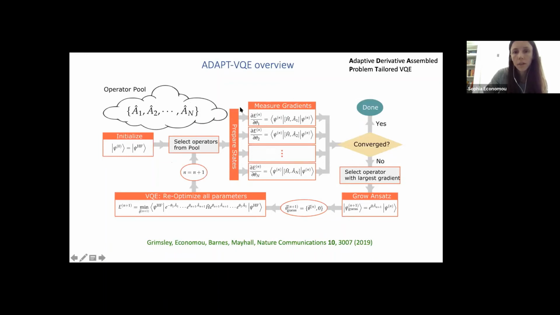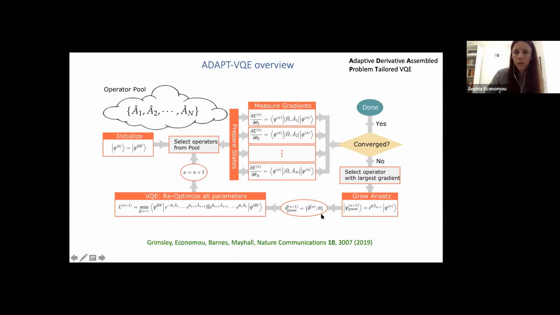And then you select each operator and you calculate its gradient, which means the gradient of the objective function with respect to the parameter in the exponent. And you make a measurement, and whichever one is largest, you append that one. Now, if you have converged according to some criterion, then you say you're done.